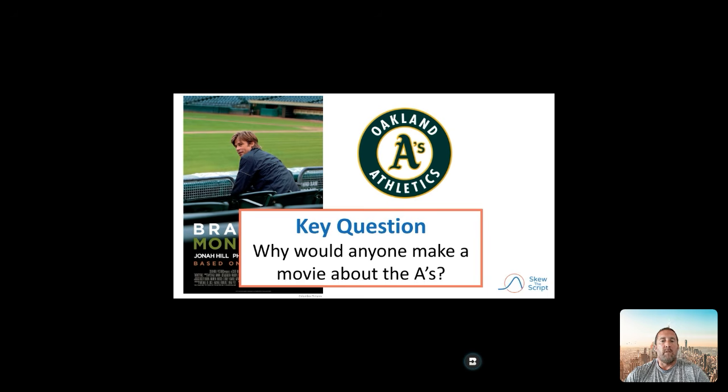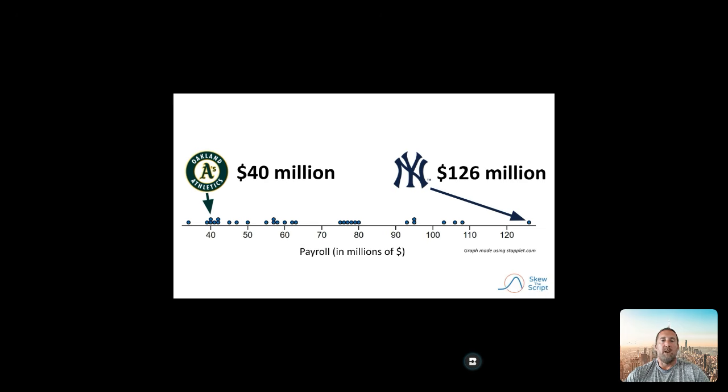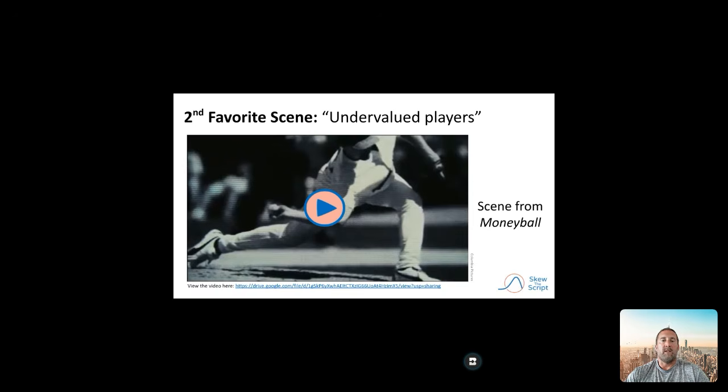Now that we've done all this work, let's get back to our key question. Why would anyone make or watch a movie about the Oakland A's? As we saw before, the A's had a much lower team payroll than wealthier teams such as the Yankees. To make up for that, they had to develop a strategy. And that strategy could be explained in the movie.